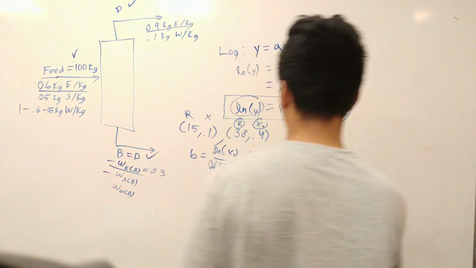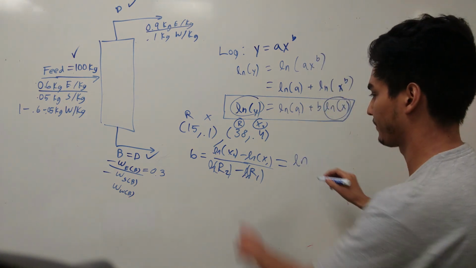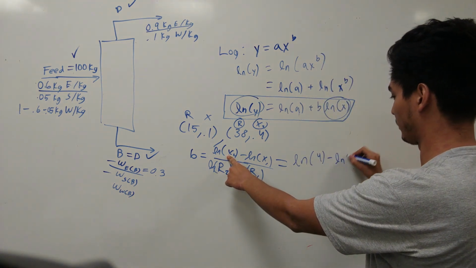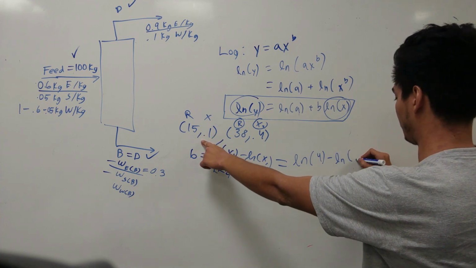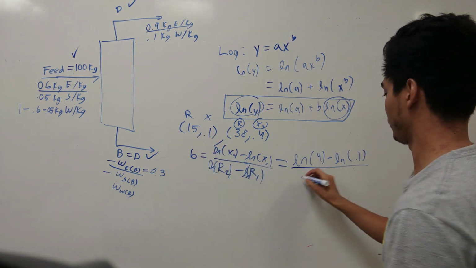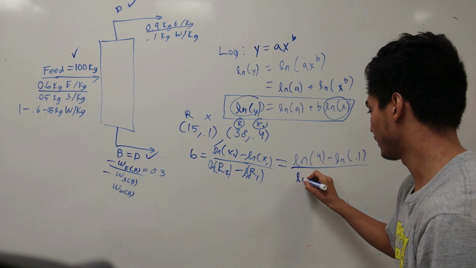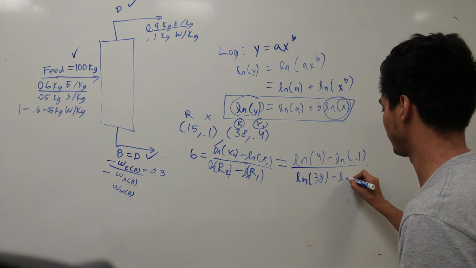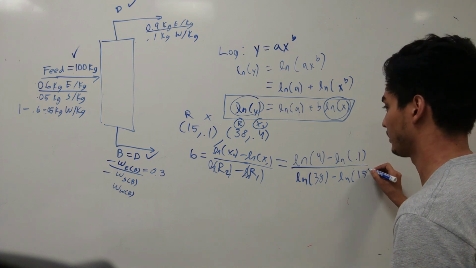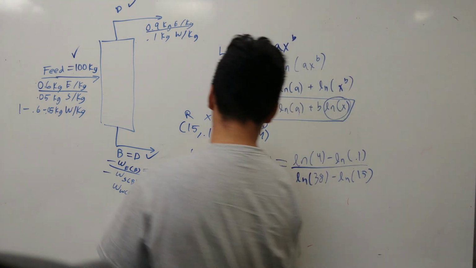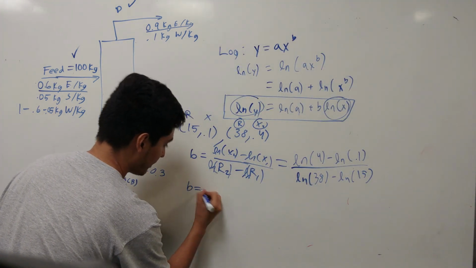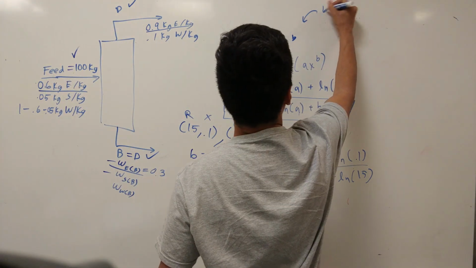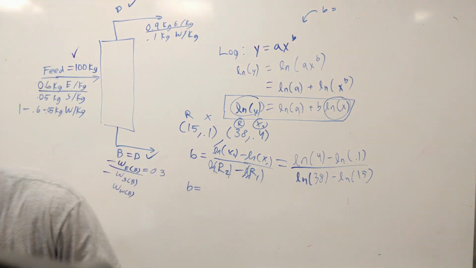So it's going to be ln of x2, you can plug that in, 4, minus ln of x1, which is going to be 0.1, all over ln of R2, which is going to be your 38, minus ln of 15. Okay, you plug that in. Now your b for this equation, calculate that out. Your b is going to be 1.491.